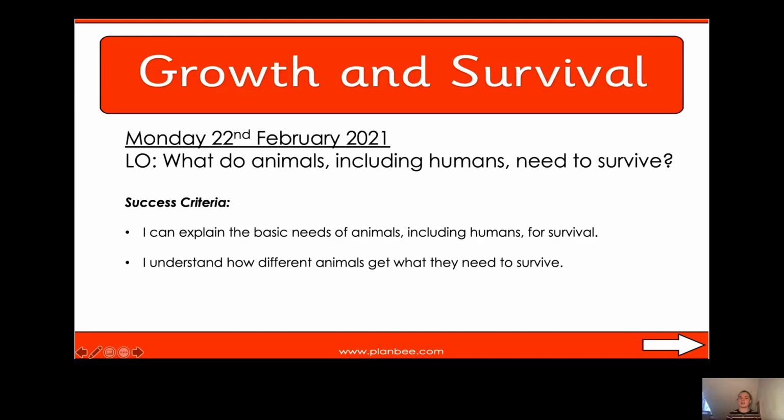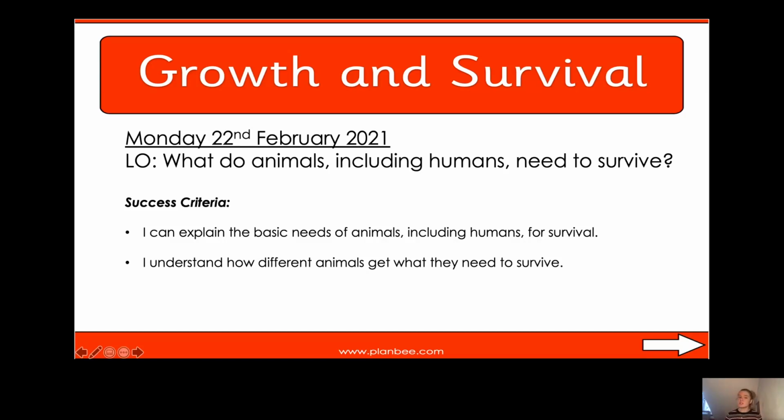So today we are going to be carrying on with our growth and survival unit that we started last half term by looking at what animals, including humans, need to survive. Even though animals are different in lots of different ways, for example, they could be from a different group of animals or they could have babies in different ways, all animals need the same things in order to survive, in order to stay alive.